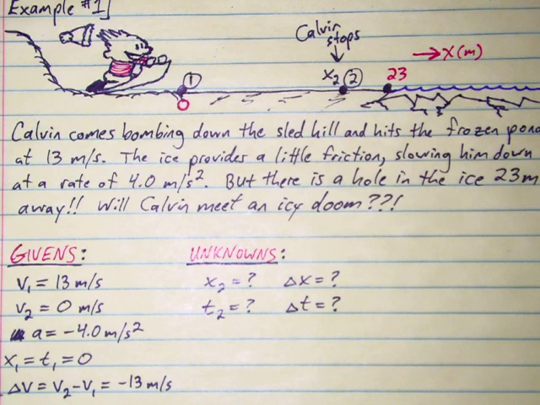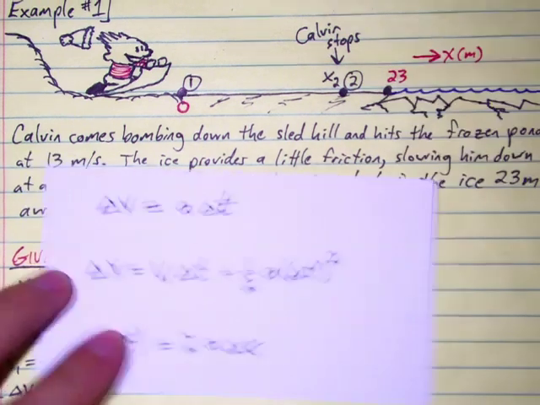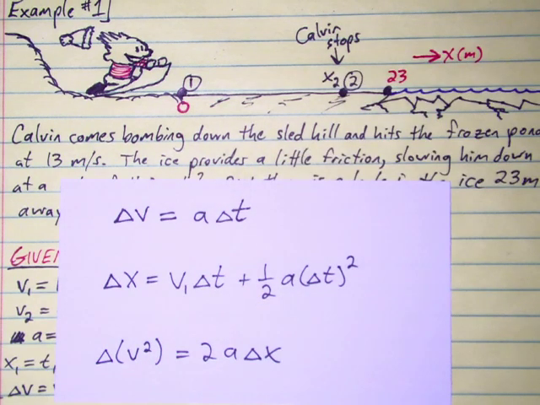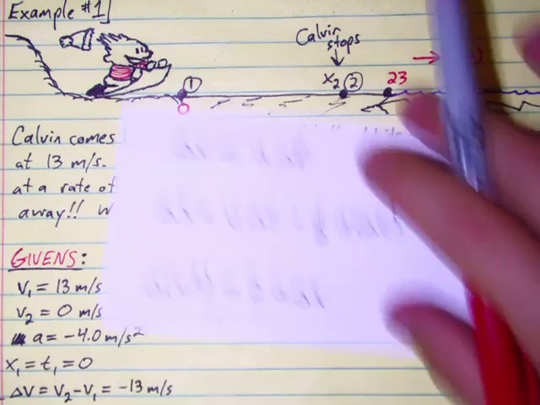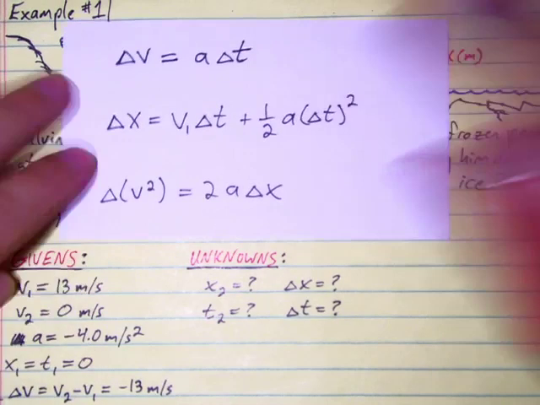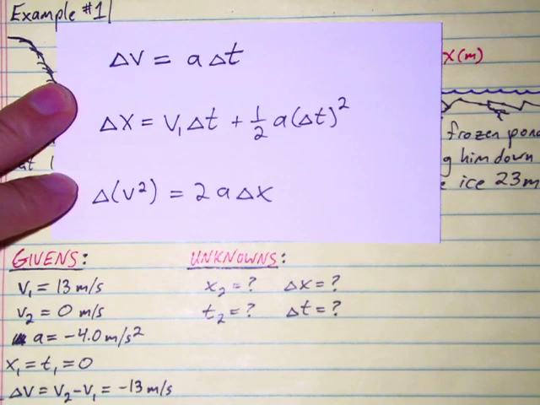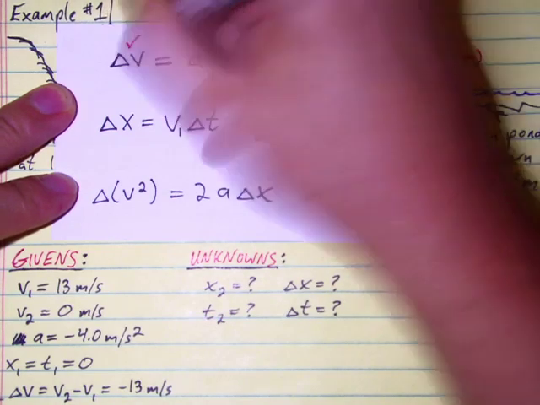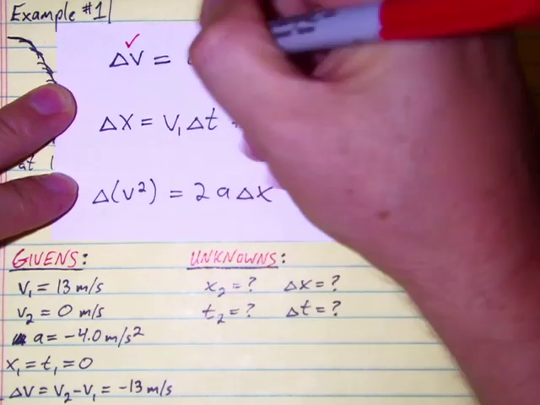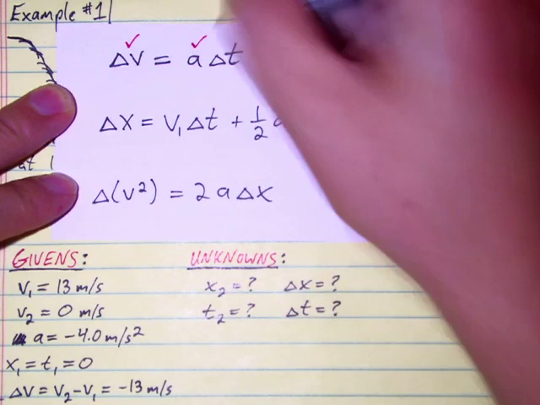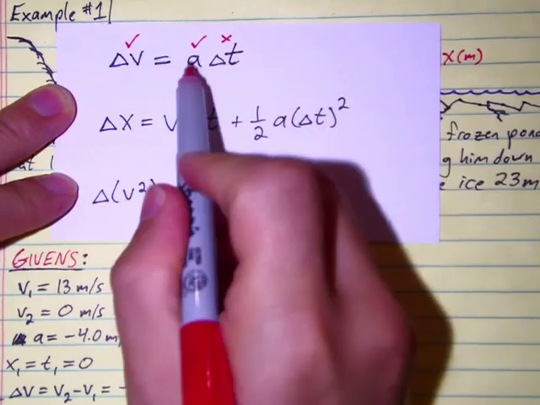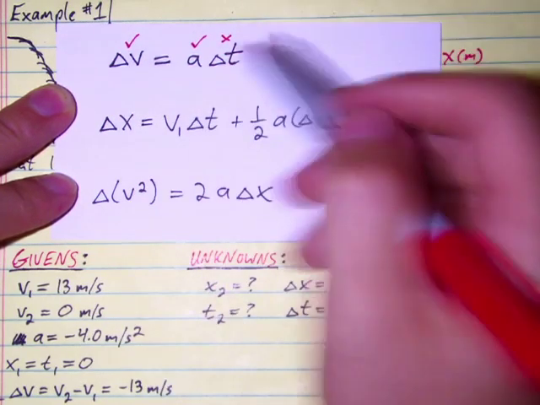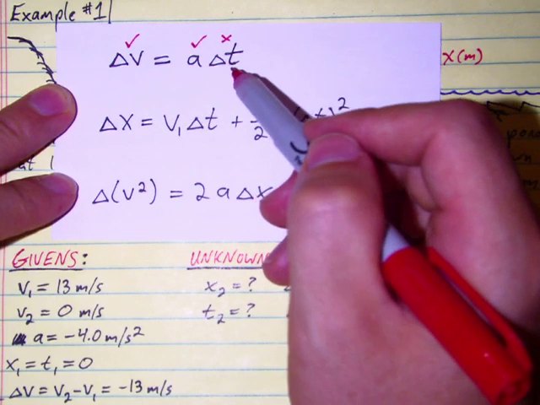All right, our next step is to choose an equation to use. To do so, look back at your constant acceleration equations, look through, and decide which ones are solvable. Let's take them one at a time. Delta v, do we know delta v? Yes, it's one of our givens. I'll put a little check by it. Do we know the acceleration? Yes, it's a given. Do we know delta t? No. Okay, so in this equation, I have one unknown. Therefore, I could solve this equation for the change in time between events 1 and 2.